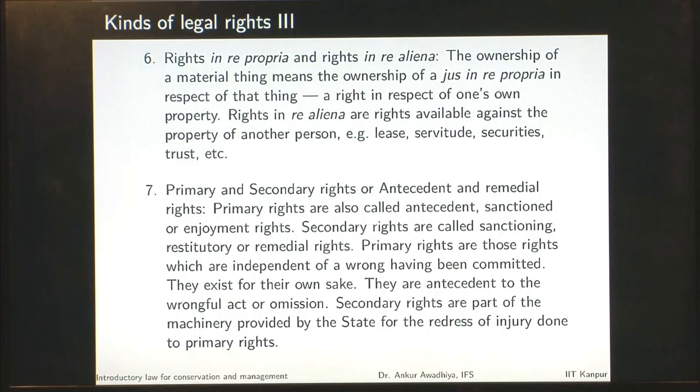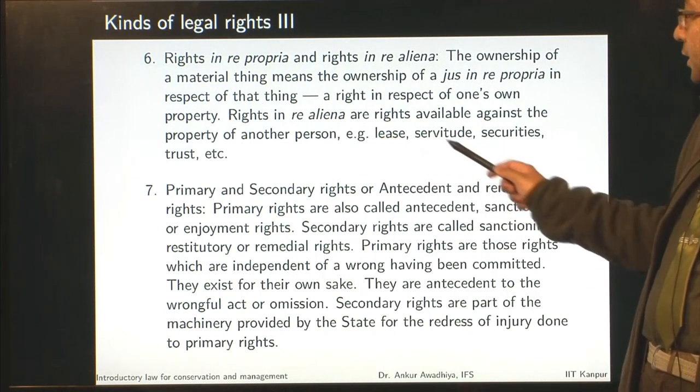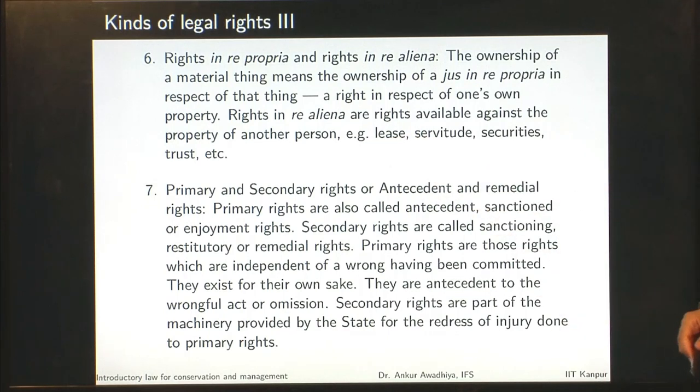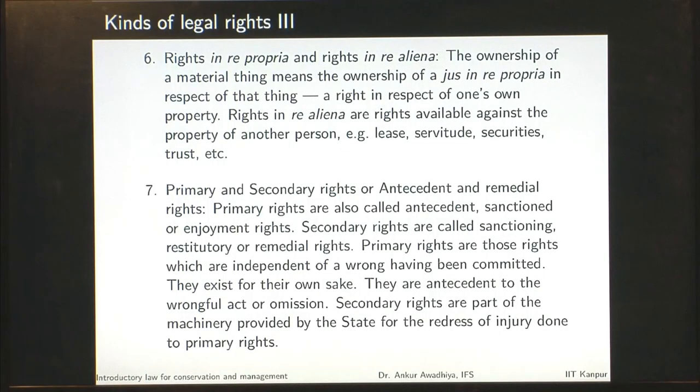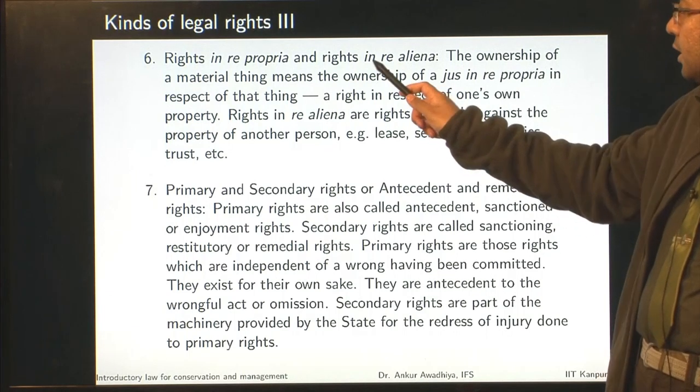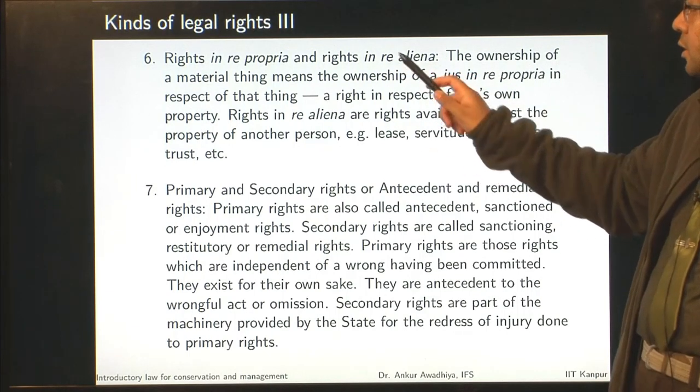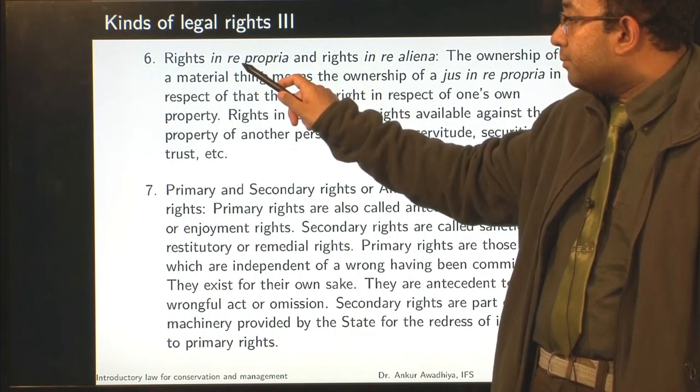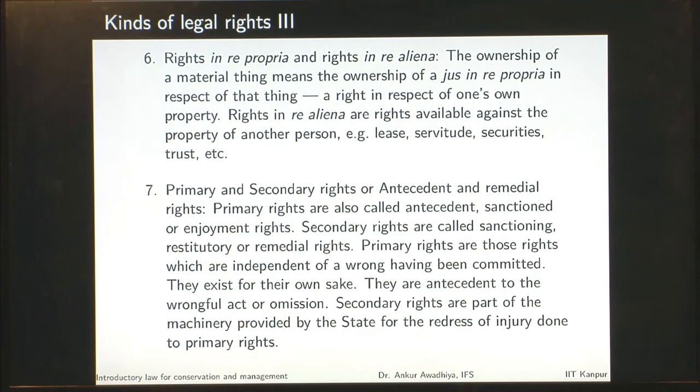But then you can also have rights in re aliena, which are rights available against the property of another person. So, for example, if there is a person who has the house and this person has rented his house to you or given his house on lease to you, then even though you do not have the ownership rights, you have some rights to inhabit that house. And these are known as rights in re aliena. So this is rights in the property of someone else. These are rights in property of your own. Now, rights in re aliena include things like lease, servitude, securities, trust, etc.